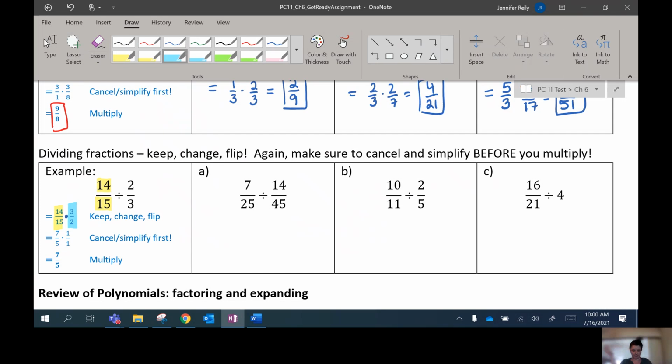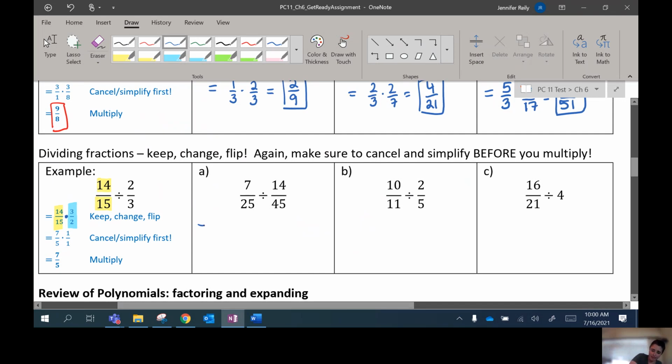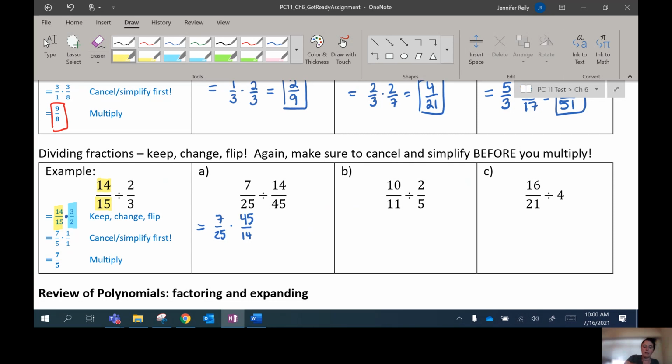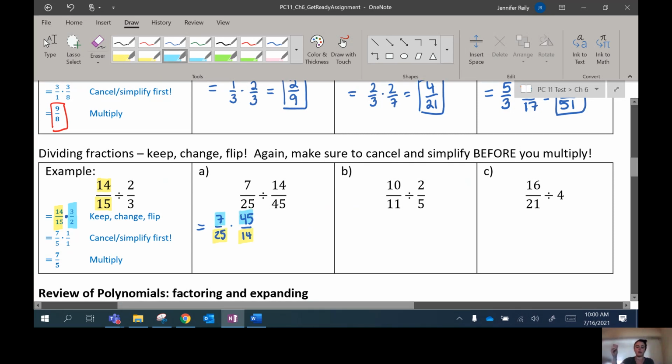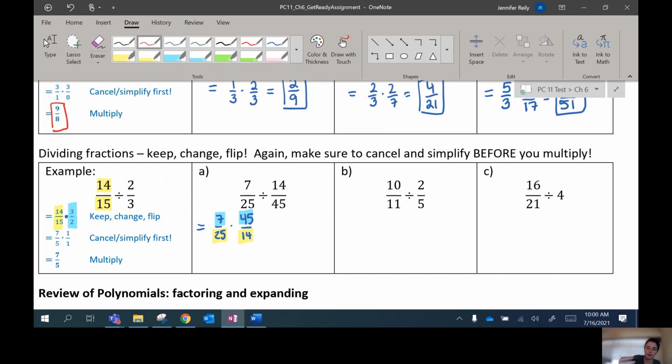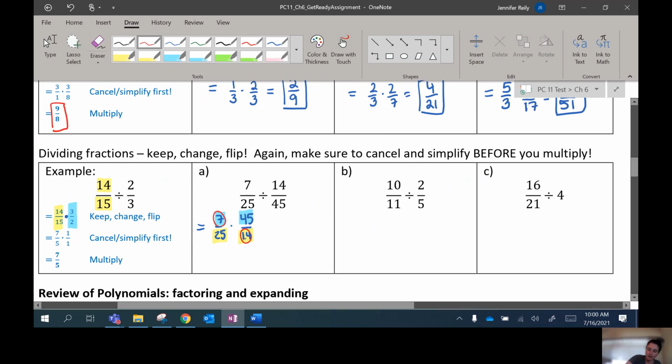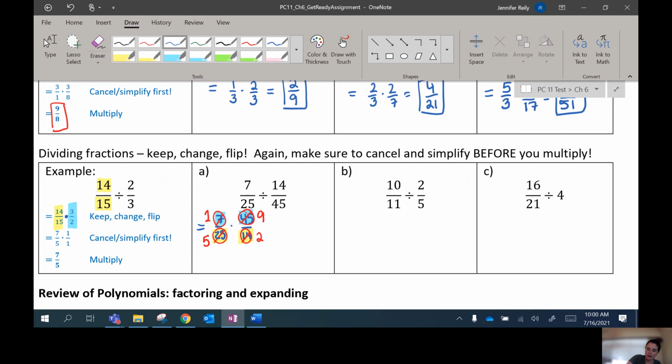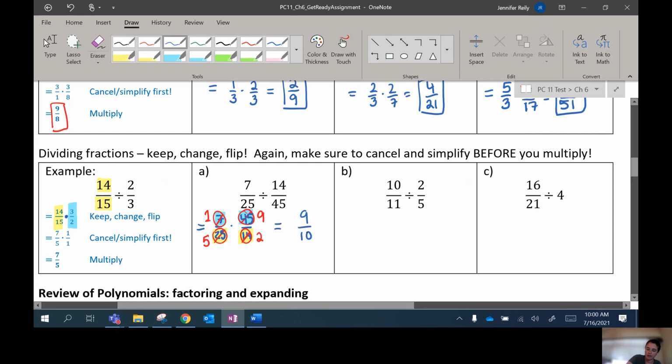So if you want to pause the video here and try some on your own, you can, or you can do them with me. So we would keep 7 over 25, change the sign to multiplying, flip that second number, so use the reciprocal. And now we want to make sure we cancel anything just like before. So anything in the numerator can be canceled with anything in the denominator. So 7 and 14, those can be divided by 7, so 2 and 1. 45 and 25, those can be divided by 5, so I get 5 and 9. And this would be 9 over 10.